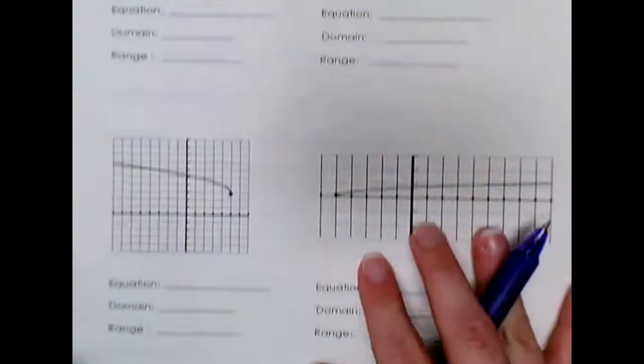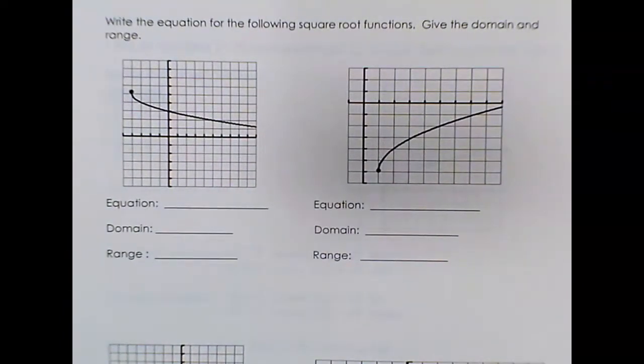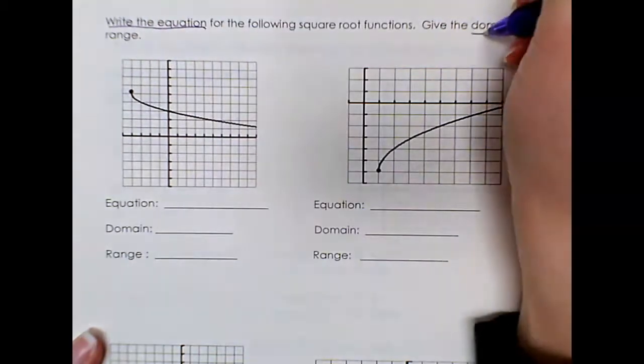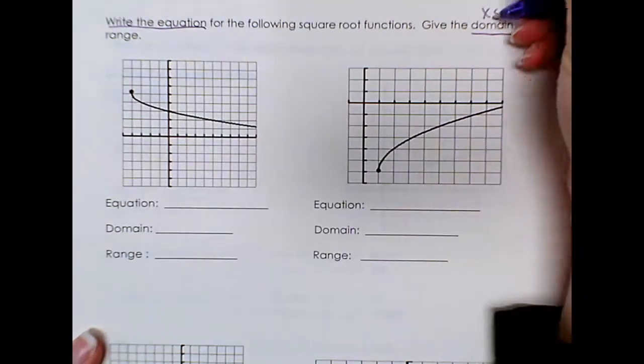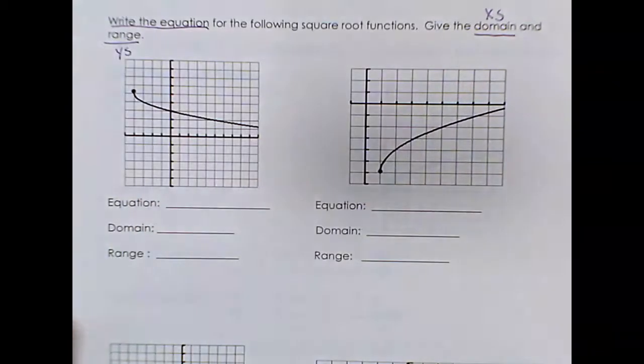So I'm going to now move to my last page of notes today, where we are instructed to write the equation for the following square root functions and then give the domain and range. So not only do we write the equation, we have to give the domain, all the x's, and the range, all the y's. And we weren't told to use interval or inequality notation, so I'm going to go ahead and provide both because it is the notes.